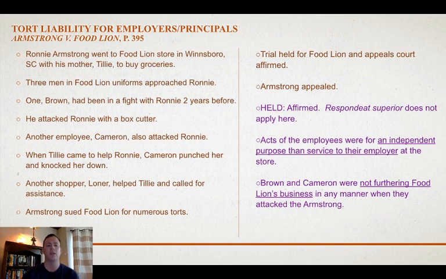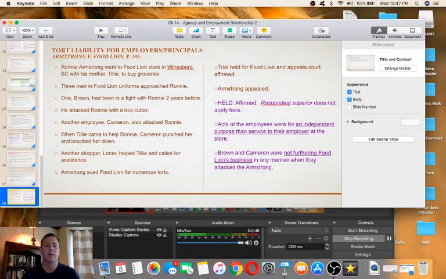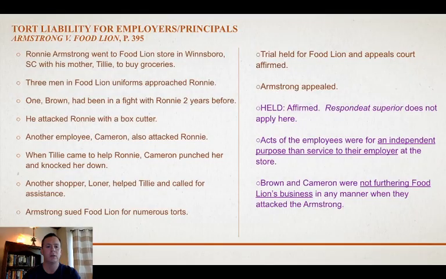Here's just a case example about a guy who attacked somebody at Food Line, and how this comes up. This is actually a South Carolina case. I'll let you pause it, and you can read that on your own.